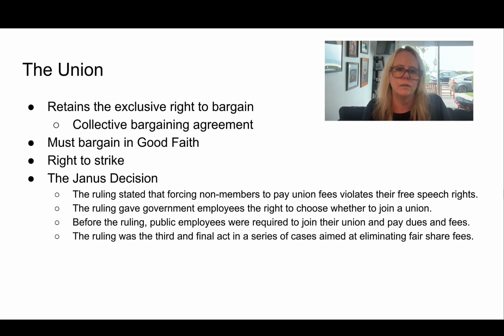If you choose to not be in the union, you still had to pay what's called your fair share, which was your equivalent of dues and fees for having the union represent you, even though you didn't want to be part of it. So Janus basically said that if you choose not to be in the union, you also don't have to pay the fees, but the union still has to represent you, and you get the benefits of what has been collectively bargained for.